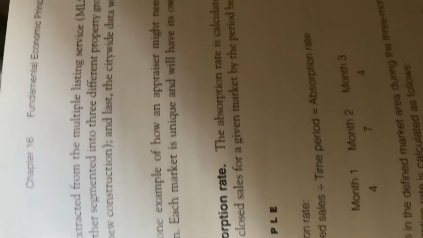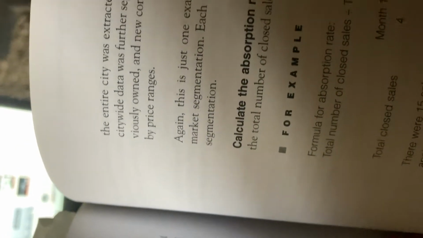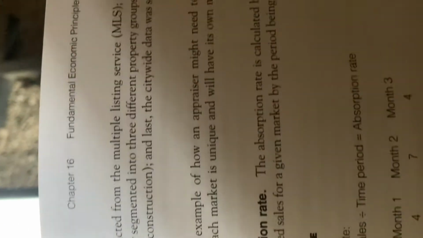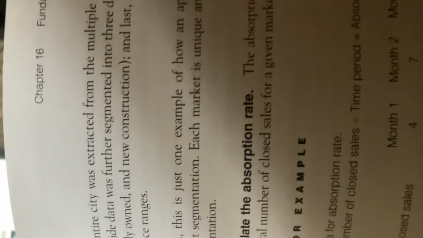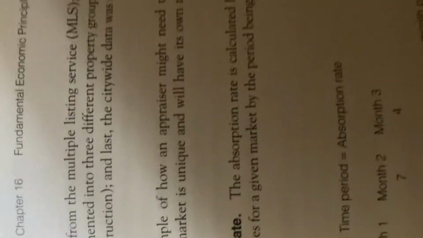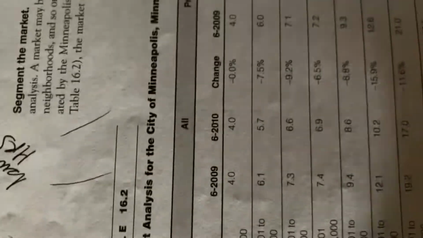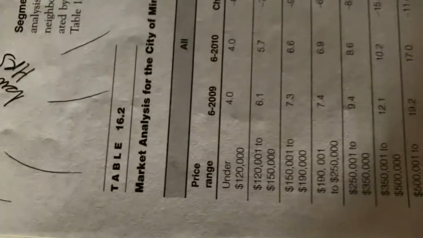First, the data for the entire city was extracted from the Multiple Listing Service, MLS. Next, the citywide data was further segmented into three different property groups, all, previously owned, and new construction. And last, the citywide data was segmented by price ranges. Table 16.2, market analysis for the city of Minneapolis, Minnesota.